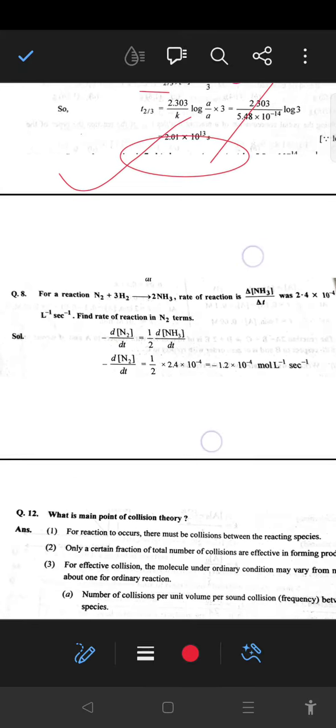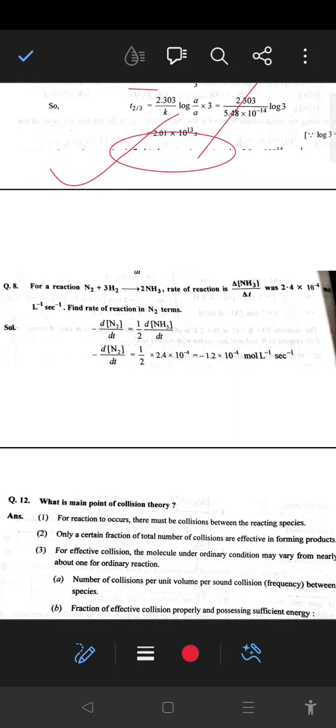Next question है. For a reaction N2 plus 3H2 to form 2NH3, rate of reaction, delta concentration over delta t of NH3, is 2.4 into 10 to the power minus 4 mol liter inverse second inverse. Find the rate of reaction of N2.